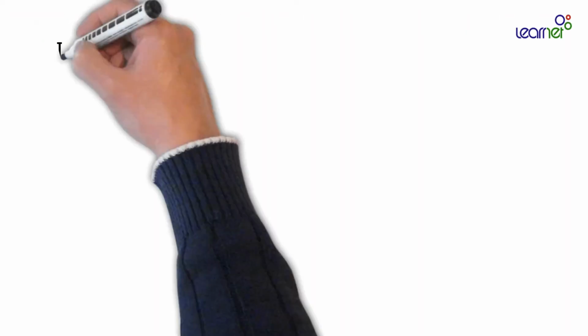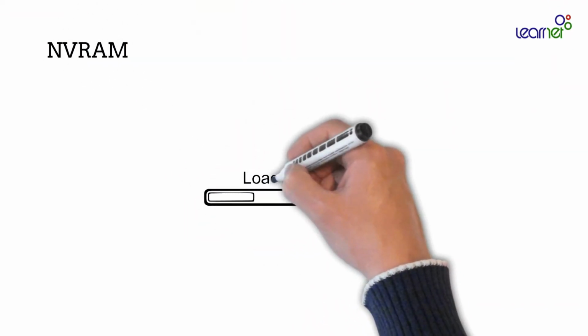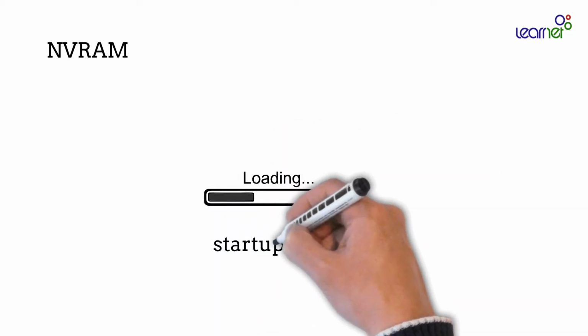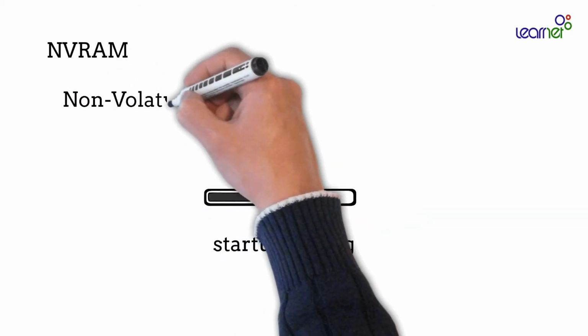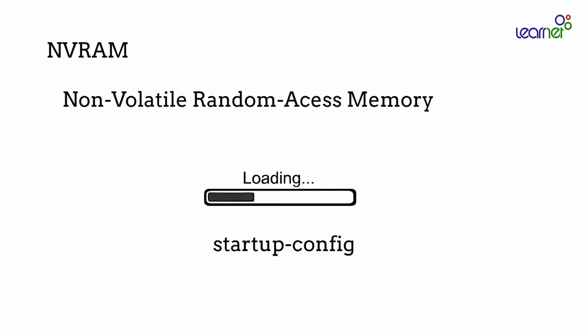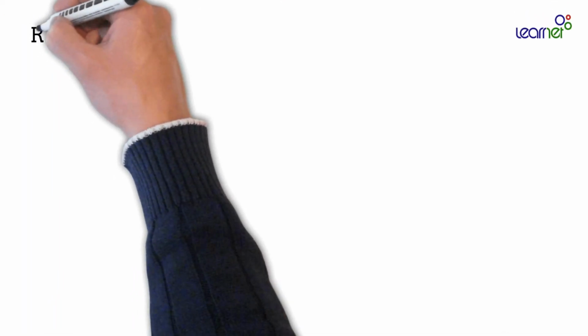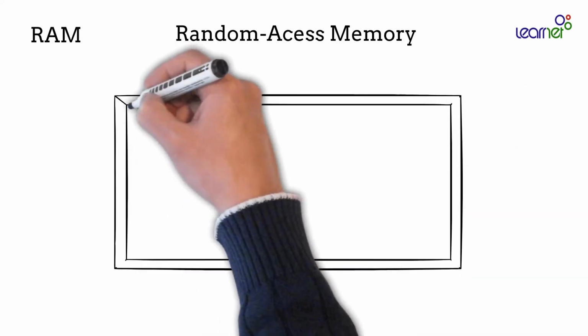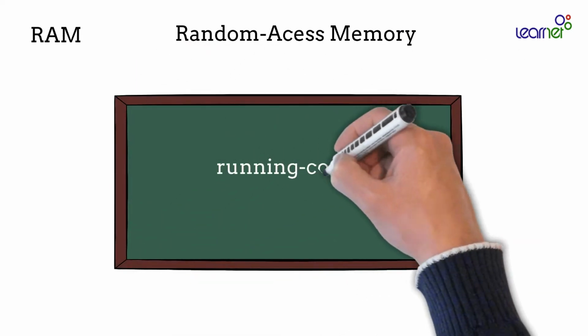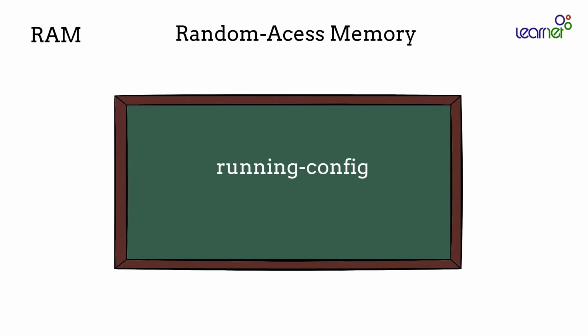NVRAM is the third memory module you see in a Cisco device, and it holds the startup config. NVRAM stands for non-volatile random access memory. As its name shows, this memory does not lose its contents with a power outage, so it is a safe place to put our startup configuration. Last but not least is RAM. RAM stands for random access memory, and it holds our running config. We call RAM the device blackboard. You'll figure out soon why.